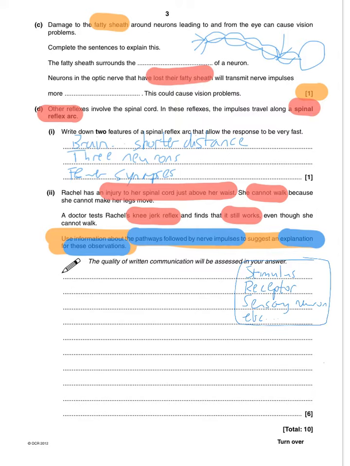The second part is possibly the harder one, and that says, suggest an explanation for these observations, and really you've got to think about the person. So if she's tapped here, it works, but she can't move her legs voluntarily. So that must mean at some point, around about here, that's where the spinal cord is severed or damaged. So what you can't then get is nerve impulses passing from the brain down. It wouldn't work, but you can still get nerve impulses here because this would go to the spinal cord and back again.